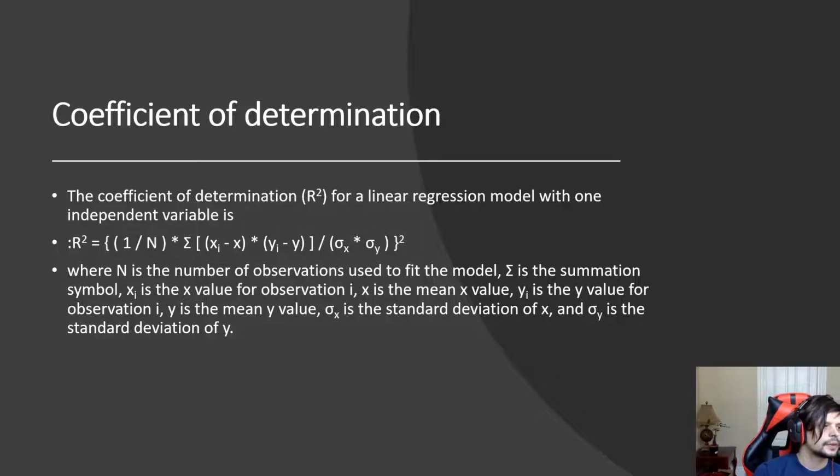Don't have to worry too much about this, but this is the r squared coefficient of determination formula. r squared equals 1 divided by the number of observations used to fit the model, times the sum of x sub i, the x value of observation i, minus x bar, the mean value, times y sub i, the value for observation i, minus y bar, the mean value, divided by sigma x times sigma y, the standard deviations of x and y, and then you square. Don't have to worry too much about that. I'm just showing you the formula, and we will move forward.